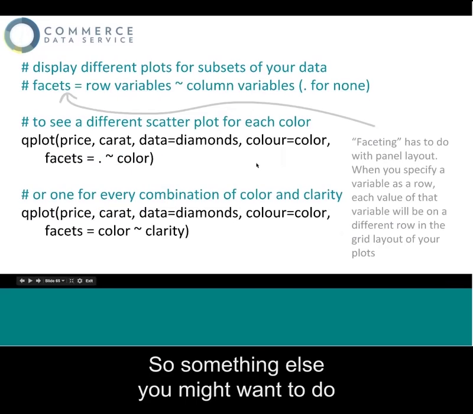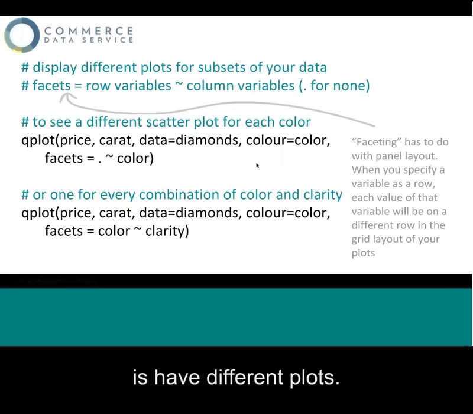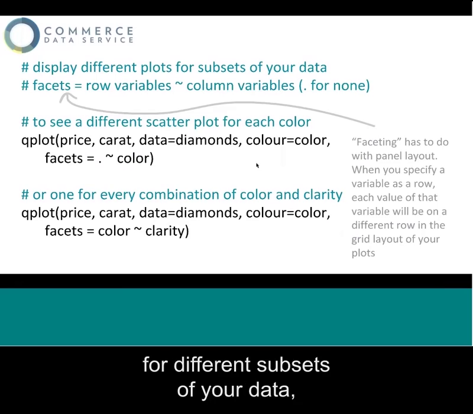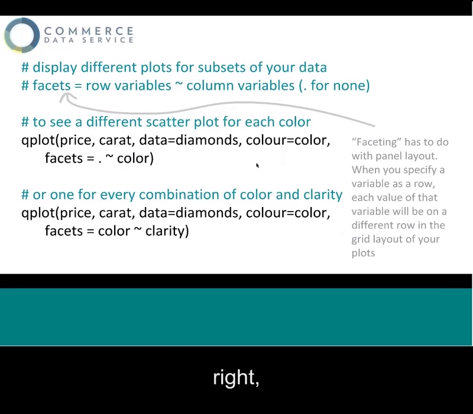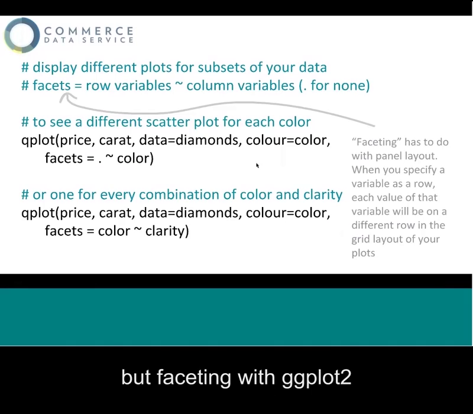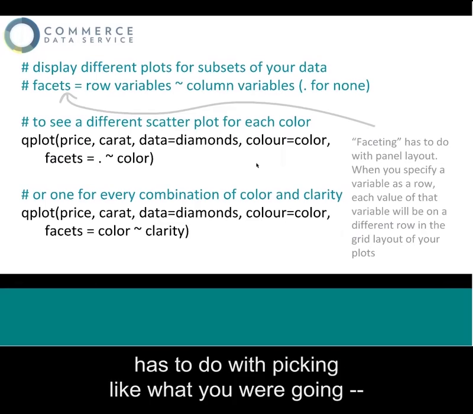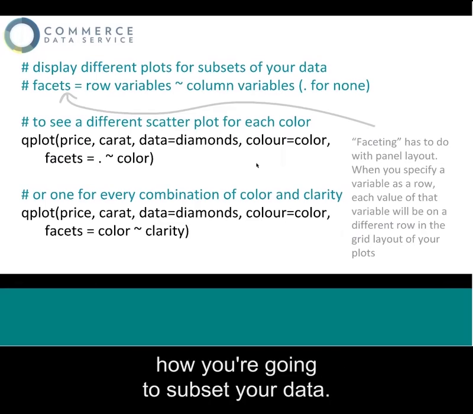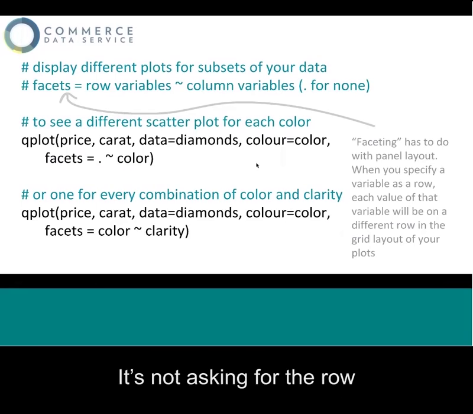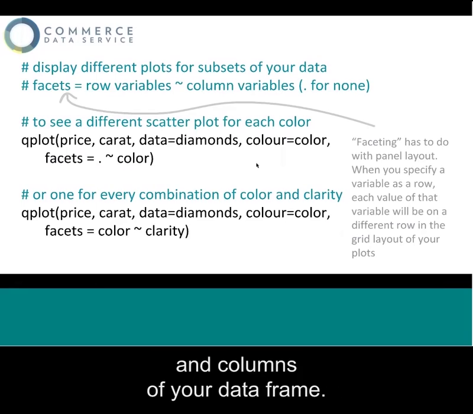So something else you might want to do is have different plots, have that same plot run multiple times for different subsets of your data, right? This terminology is a little bit weird, but faceting with ggplot2 has to do with picking how you're gonna subset your data. So it asks for row and column variables. It's not asking for the rows and columns of your data frame.